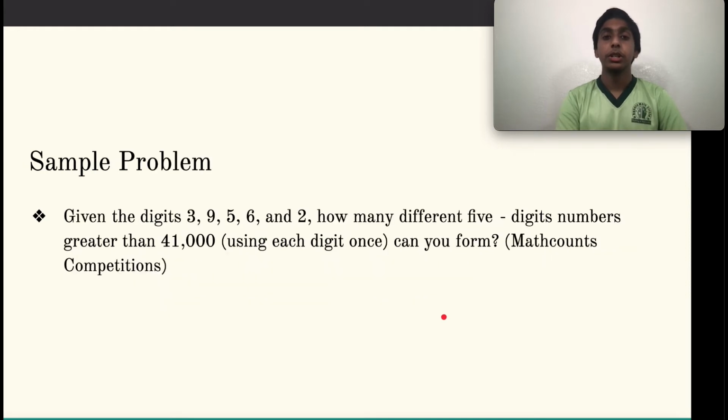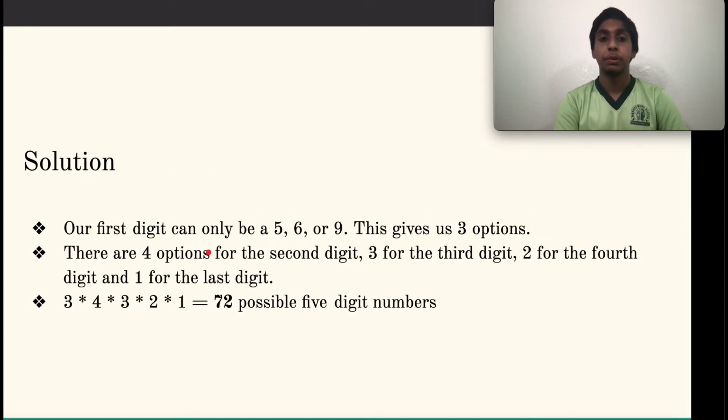So remember, you just want to keep track of how many possibilities you have and make sure to read the question carefully. Is it using each digit once, or is repetition allowed? How many different 5-digit numbers? Is it 5-digit numbers, 6-digit numbers? You want to keep track of all that information. And make sure if they have any caveat like greater than 41k or greater than 52k, make sure you're keeping track of that because that's going to change your problem.